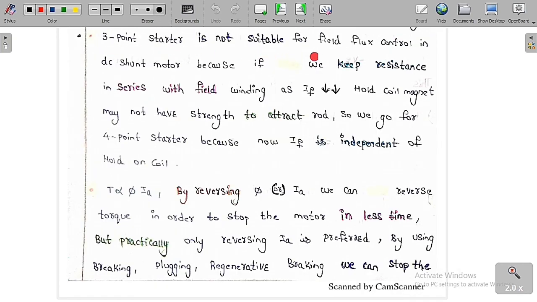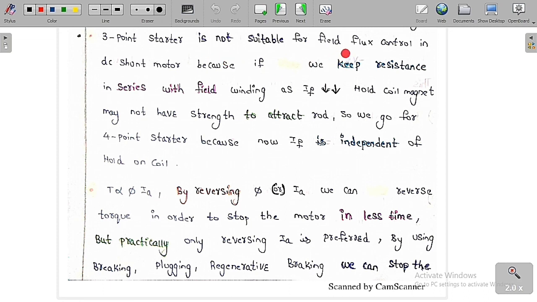3-pole starter is not suitable for field flux control in the DC shunt motor, because if we keep resistance in series with field winding, as IF decreases, the hold on coil magnet may not have strength to attract the rod. So we go for 4-pole starter, because now IF is independent of the hold on coil. With the help of 3-pole starter, we can't go for the field weakening control. Because of this only, we go for the 4-pole starter.